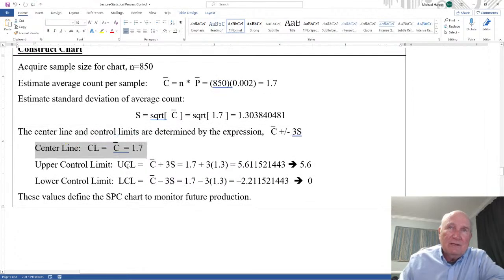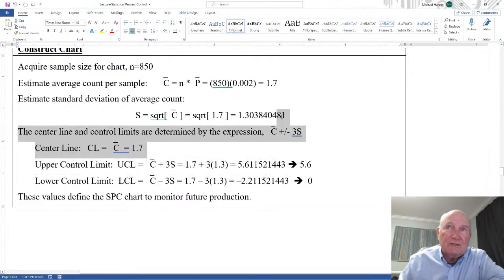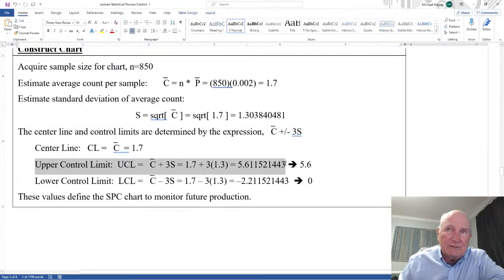Here's my mean. Here's my standard deviation. My upper control limit is my mean, 1.7, plus 3 times 1.3. Again, that's my standard deviation. I'm representing it with 1.3, but I use the entire number when I calculate. Never round during calculations. You can express it as a rounded number here, but use all of the significant figures when you do the calculations.